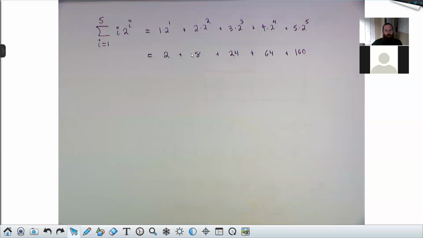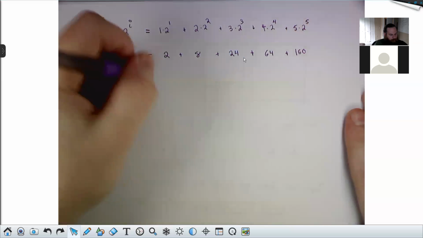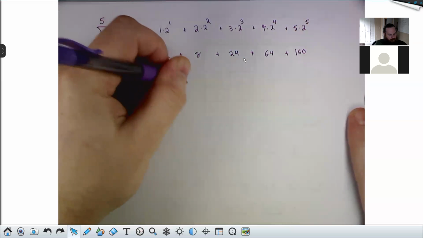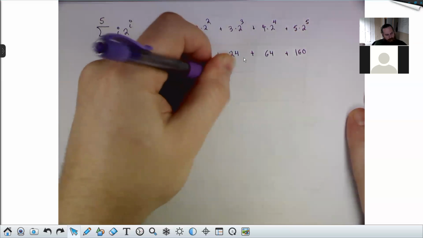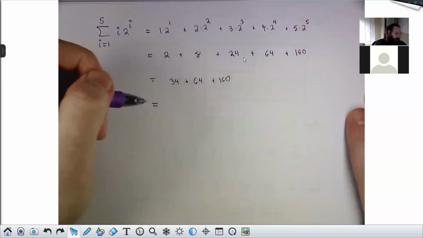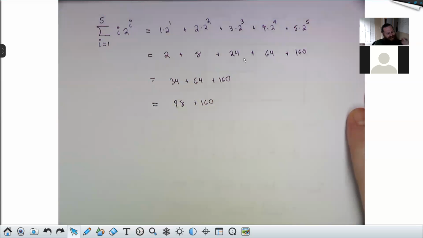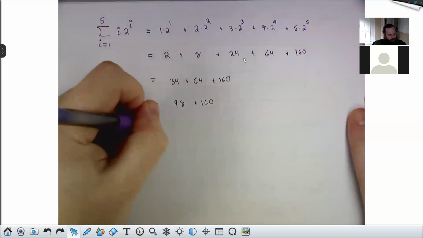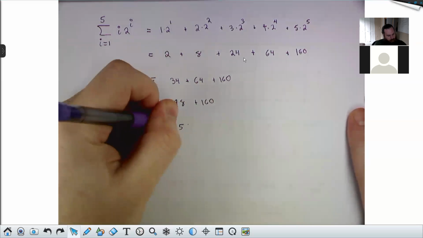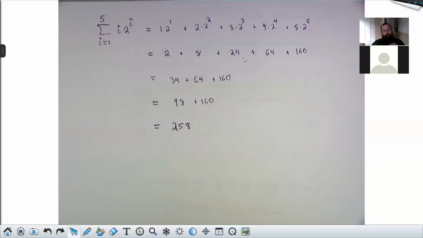And then we just add these up. So 2 plus 8 is 10. 10 plus 24 is 34. So I'll help myself out here. These first guys are 34. So you have 34 plus 64 plus 160. 34 and 64 is 98, right? So that's 98 plus 160. And then 100 plus 160 would be 260. This is 2 smaller than that, so 2 smaller than 260 is 258. So again, I think the critical thing is just starting out like this.